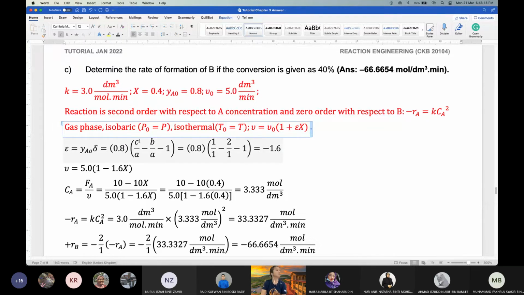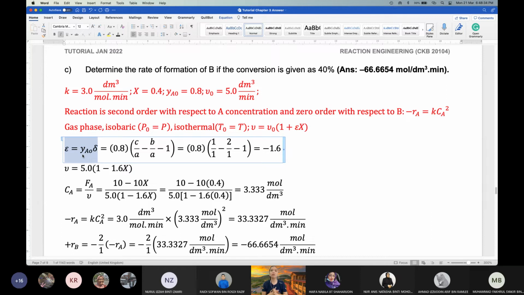Okay, epsilon. So nak find epsilon is actually ada sub-equation. Epsilon equals YA0 sigma. So part ni yang kadang-kadang student akan get very confused. I can really understand sebab dah ada equation, ada sub-equation lagi. So epsilon equals YA0 sigma.